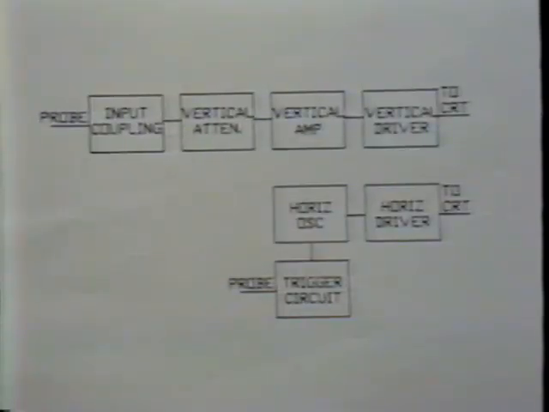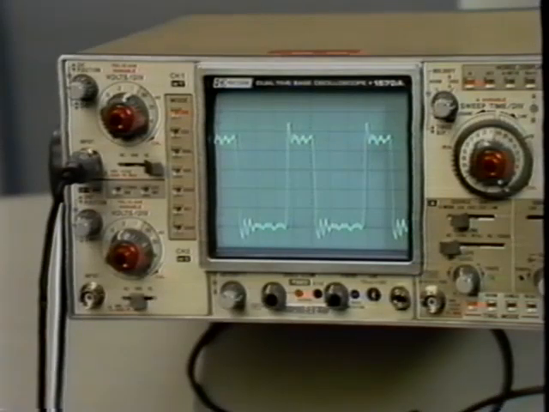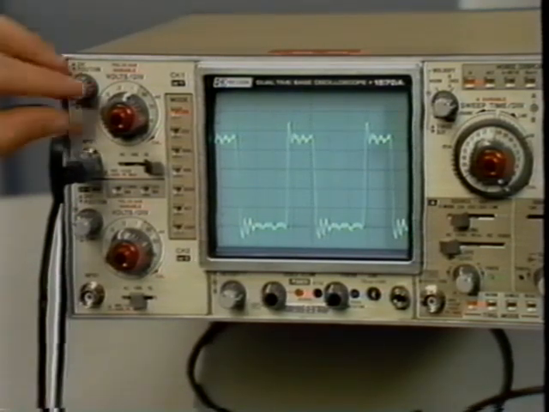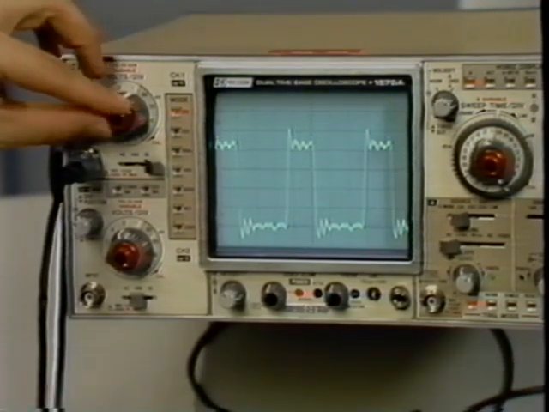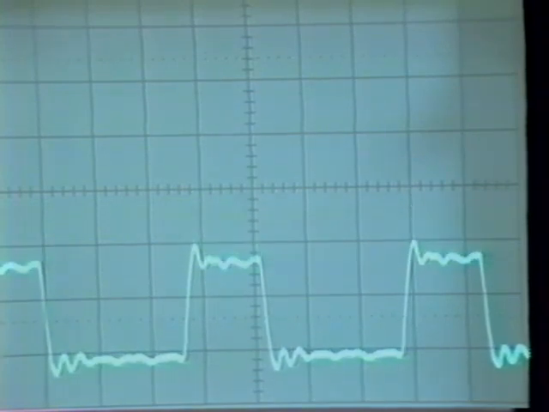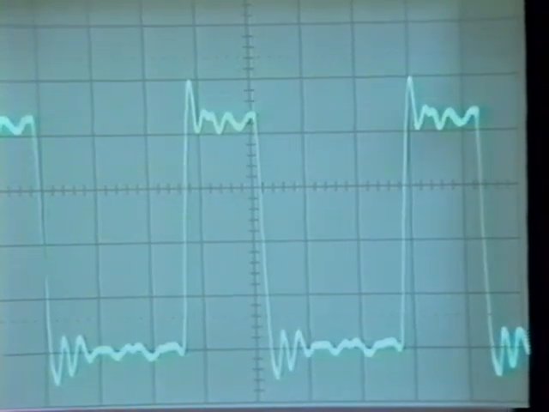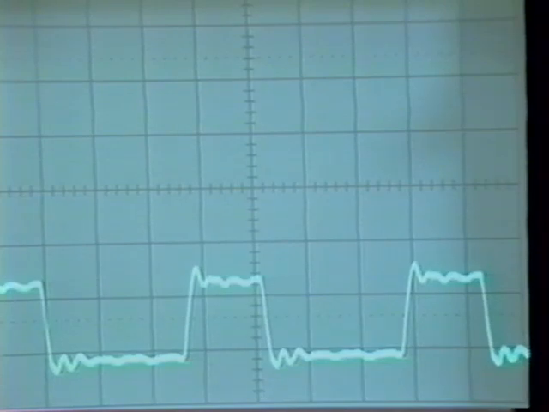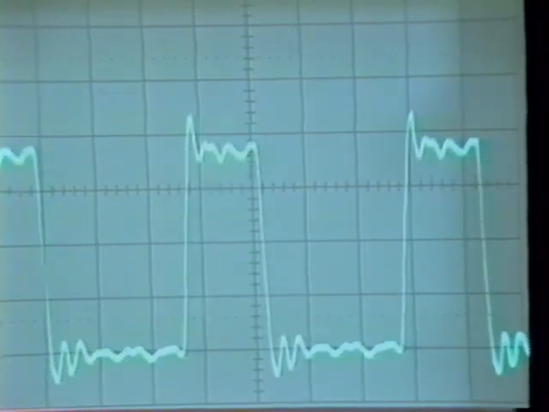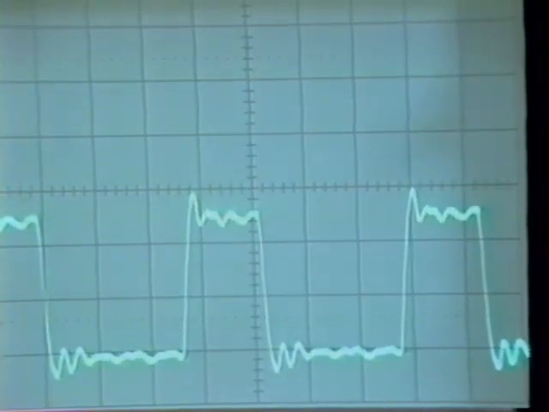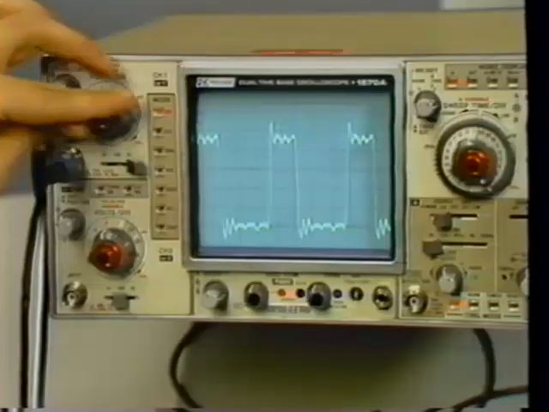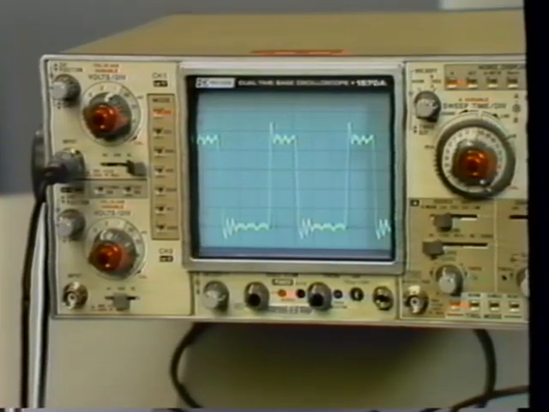The output of the vertical attenuator drives an amplifier. The vertical amplifier provides input to the vertical driver, which moves the electron beam up and down on the face of the screen. The variable volts per division adjustment on the vertical attenuator control will provide a variable change in the scale factor of the signal. This is handy when you want to compare several signals. Use the variable control to adjust the signal so that it fits right on a division line. Then look at the other signal.